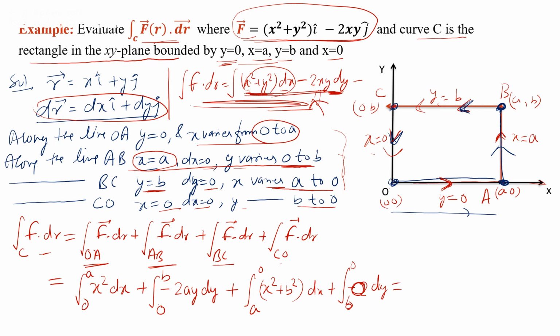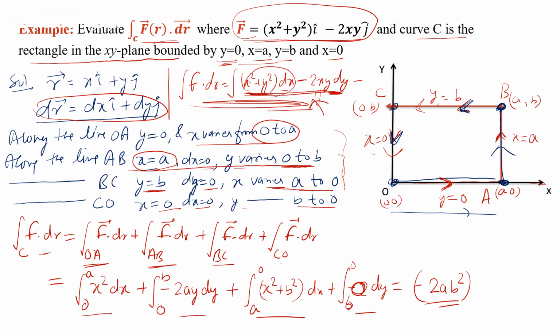Now on taking the integration, we get the value 2ab. I'm writing directly the result, which is minus 2ab square. You can easily integrate the term. So in that way we can evaluate the line integral.